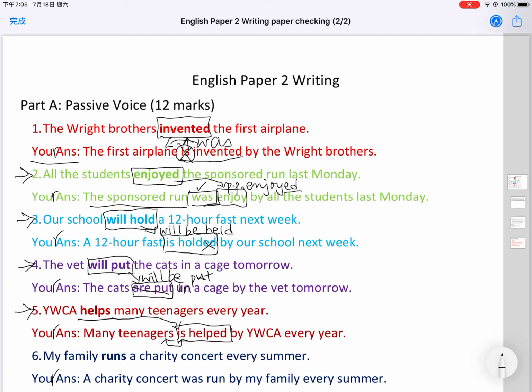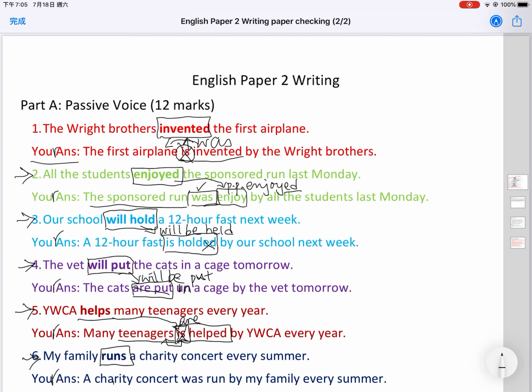Now you have to pay attention. Once you use the correct tense, you have to check the subject-verb agreement. Now many teenagers are plural subject. Is should be followed by the singular subject. So in this case, we should use are, okay, to match with the plural subject.